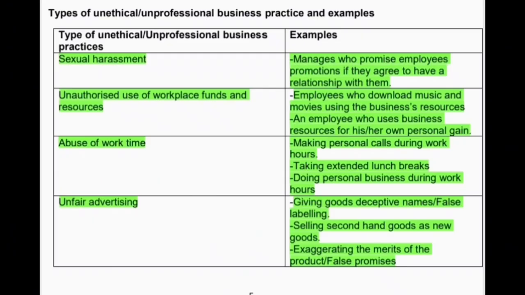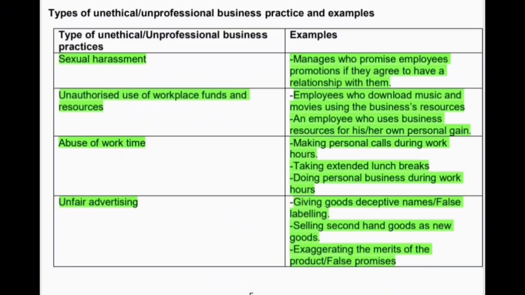Now we will be moving to number 8, types of unethical business practices and examples. Types of unethical business practices: unfair advertising, pricing of goods in rural areas, taxation or tax evasion. Then the examples, we have to know the examples. Unfair advertising example, look at your screen. Giving goods deceptive names or false labeling. That's also what? Unfair advertising, whenever you advertise something that is fake.